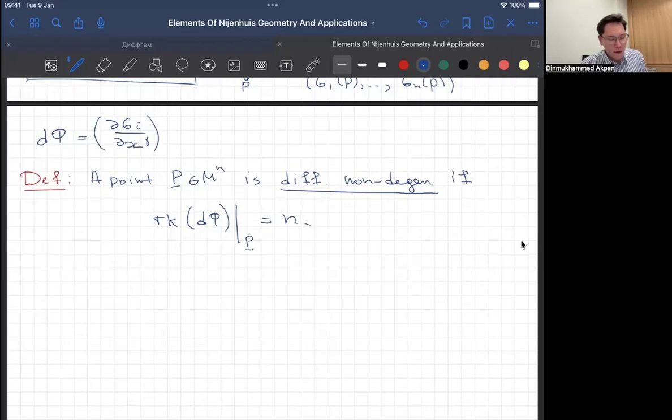My small steps in this science started from studying these kinds of singularities, and there was a term called almost differentially non-degenerate Nijenhuis operators. It's operators. The point P is called almost differentially non-degenerate if the rank of this mapping drops by one. So it means the rank is n minus one.